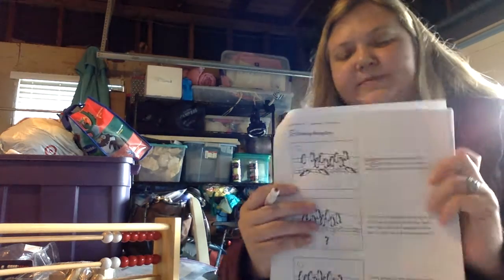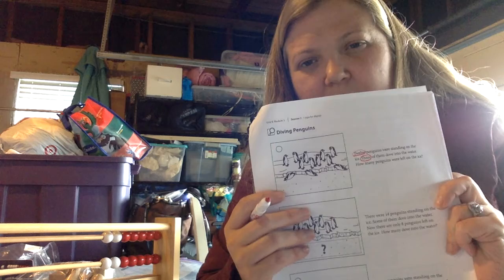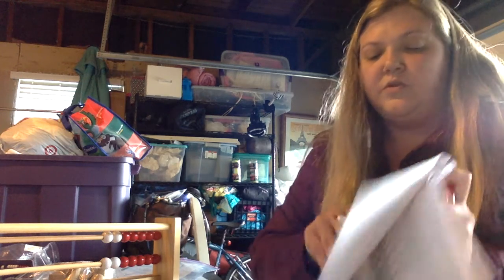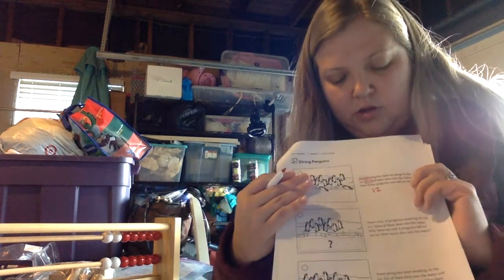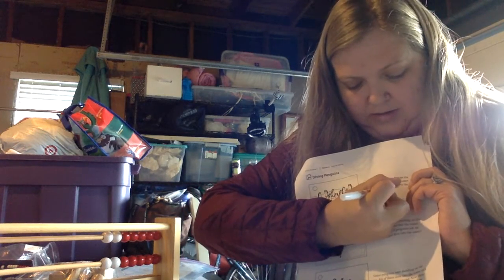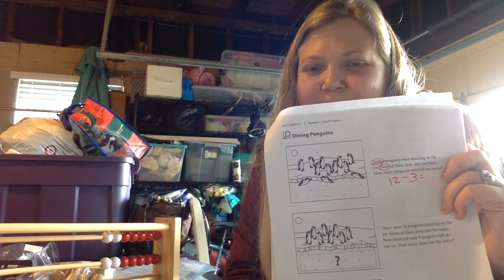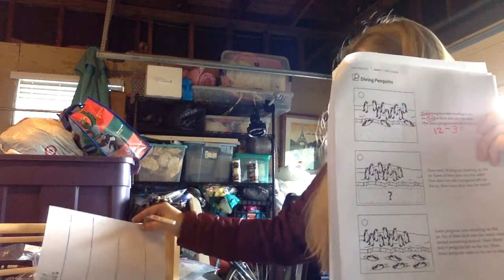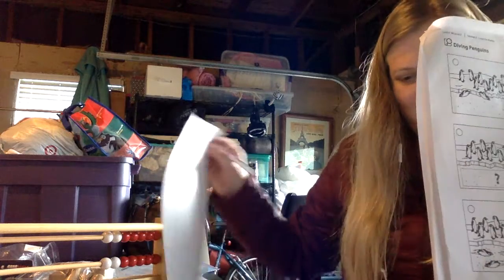Let's think about this. How should we set up our equation? Let's see. 12 penguins were standing on the ice, and 3 of them dove and they went away. So I should use, that's right, the subtraction symbol. And how many went away? 3. All right, 12 minus 3. What strategies can you use to do 12, take away 3?